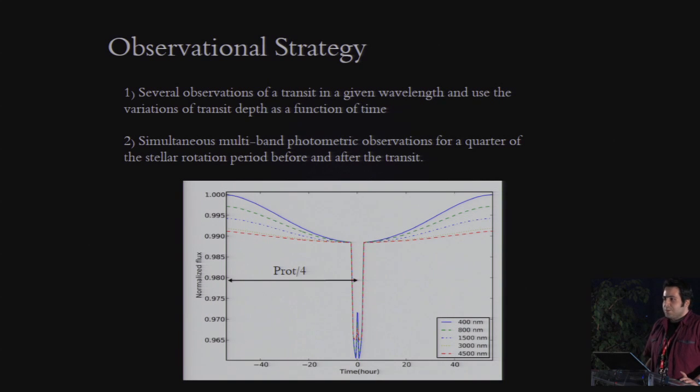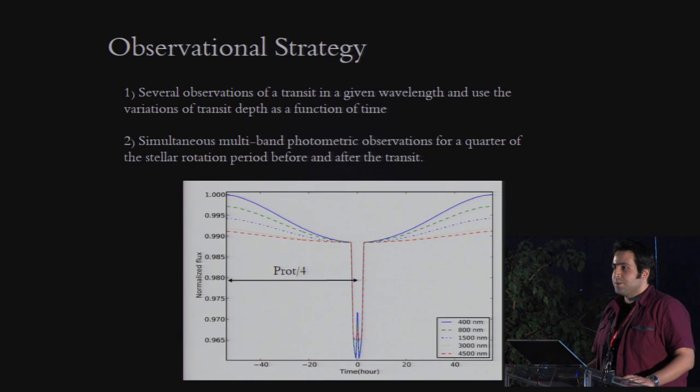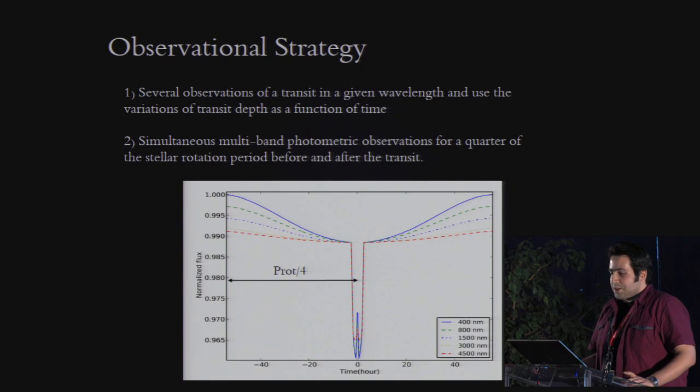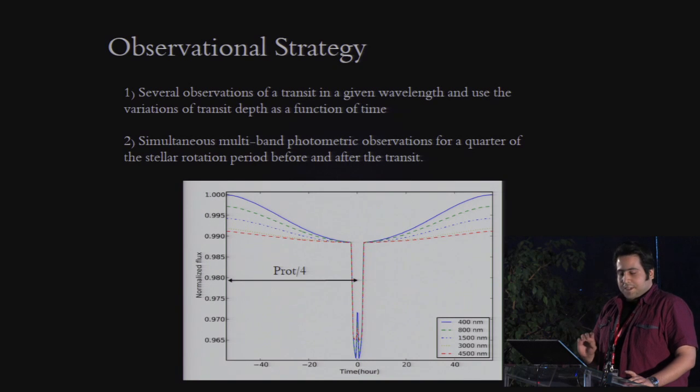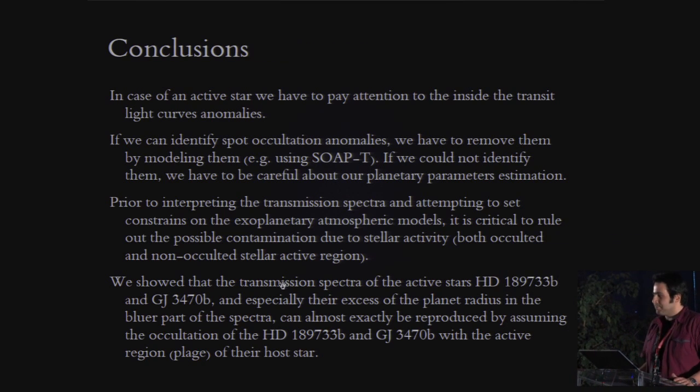As a suggestion to people working on this, we suggest two strategies to overcome this issue. The first one is to observe in a given wavelength several times, so you can see if your planet radius varies with time. Then you should not trust your planet radius, because it is affected by stellar activity. Or if it is not possible to do several transits, you can do out-of-transit observation in multi-band photometry. From that, you can estimate whether you expect stellar spots or plages inside the transit that can affect your estimation or not. So I stop here with my conclusion. Thanks.